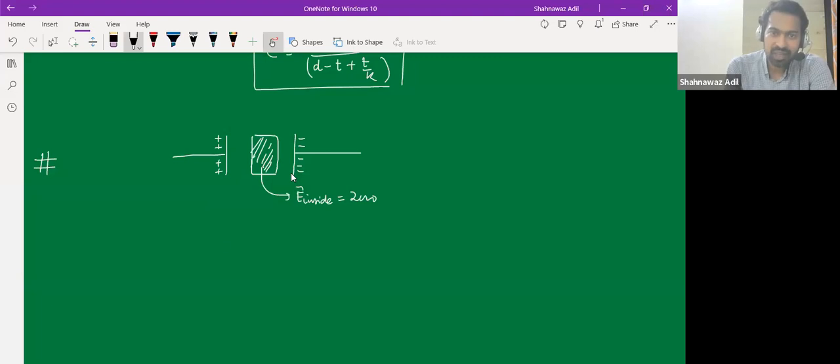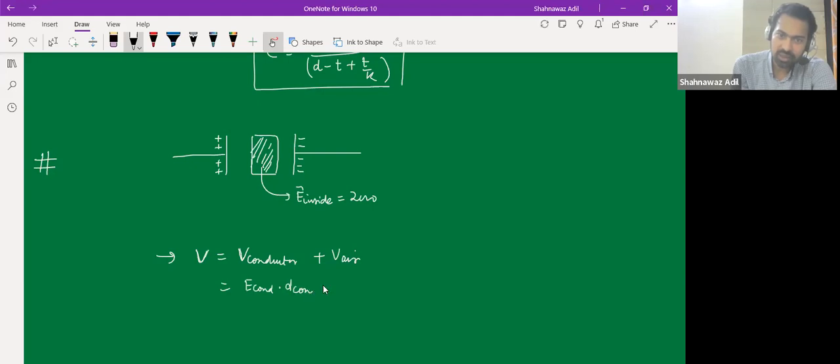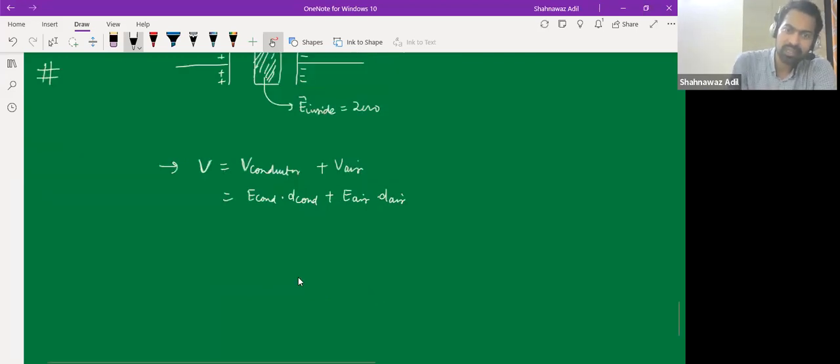Keeping this in mind, what is the voltage or potential? So this would be voltage due to conductor, and then this is due to air. So this is E conductor times d conductor, and then E air times d air, right? E conductor, we know that inside is zero, so this is cancelled. And this is for the conductor.